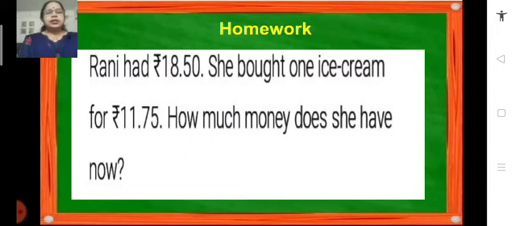Children, one question is given as homework. Rani had rupees 18.50. She bought one ice cream for rupees 11.75. How much money does she have now? So you have to solve this problem on your own. With this, we come to the end of this session, and the chapter on decimals is over. In our next session, we will start a new chapter. Thank you.